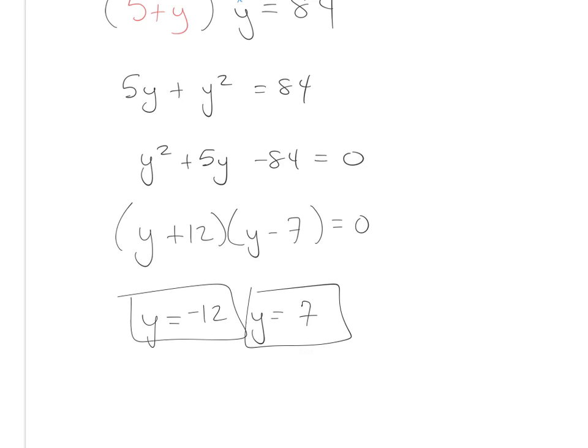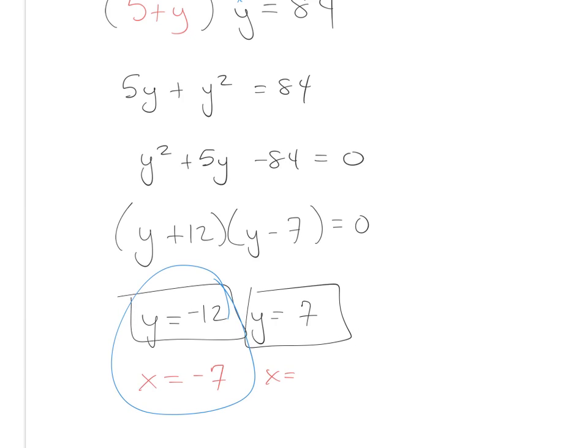But how many variables did I start with? So I need x, don't I? So what's x in the first case and x in the second case? If y is negative 12, what's x going to be? George, if y is negative 12, what's x? It's going to be negative 7. I would agree with George. This is one answer. Take a look, please. This is one solution set right there. Because what's negative 12 times negative 7, George? 84.